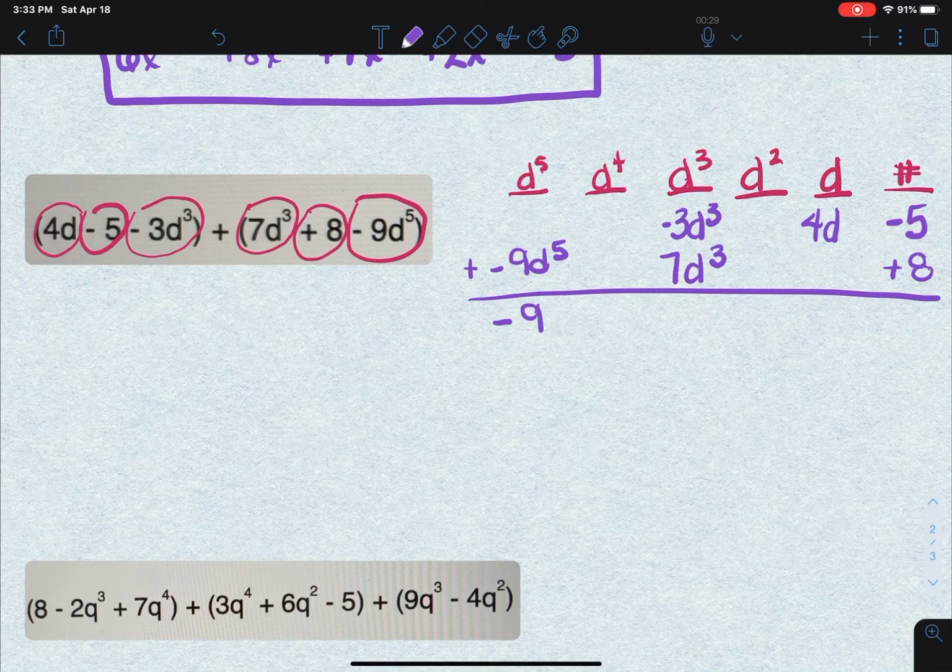So negative 9d to the fifth. That's easy because it's the only thing in this column. This column I could ignore because I don't have anything in it. So I'm going to go here. So negative 3 plus a positive 7 is a positive 4d to the third.